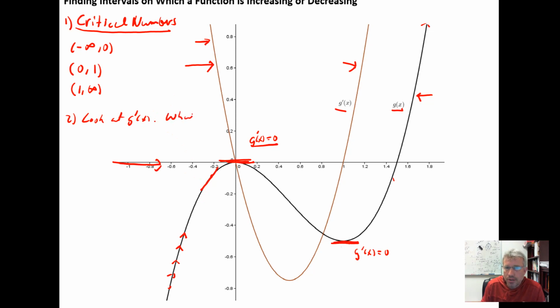What is the sign of g prime? If g prime is positive, then the function's increasing because the rate of change of the function is positive. So the interval from negative infinity to 0 is going to be an increasing interval, because when we look at the derivative in this interval, we see that the derivative is positive. And if the derivative is positive, the rate of change of the function is positive, the function must be increasing.